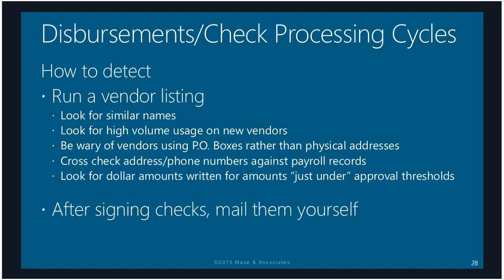Also look for dollar amounts written. This would be not as much on the vendor listing, but rather on the check registers. Look for dollar amounts that are just under the approval threshold. So if checks over 5,000 require 2 signatures, look for checks written for 4,999 or 4,900, 4,800, and such, because maybe somebody is avoiding the approval process.